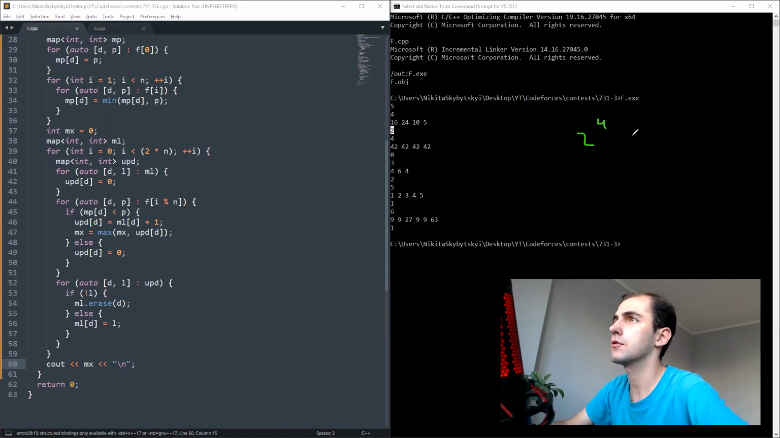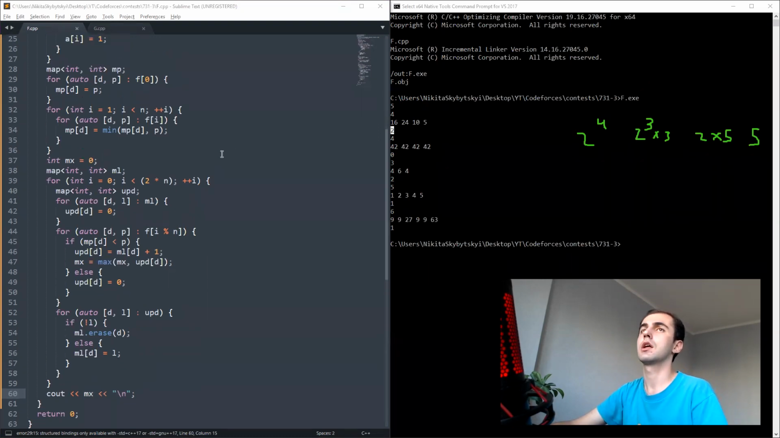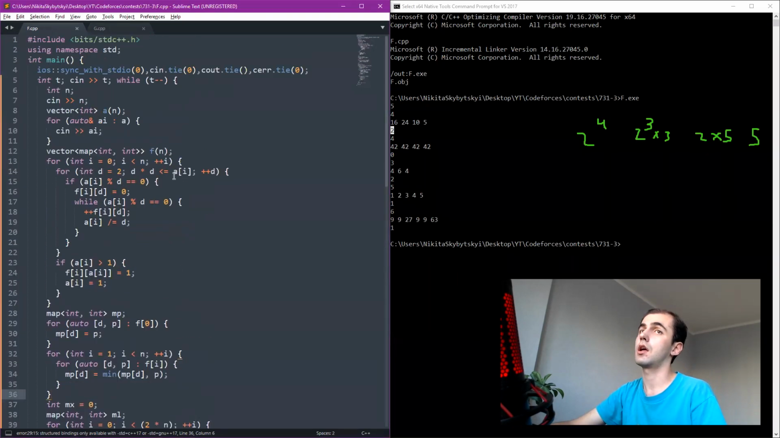What is 24? 24 is 2 to the 3rd times 3. 10 is 2 times 5. 5 is 5. So because we computed the minimum power of each prime divisor incorrectly. Fantastic.